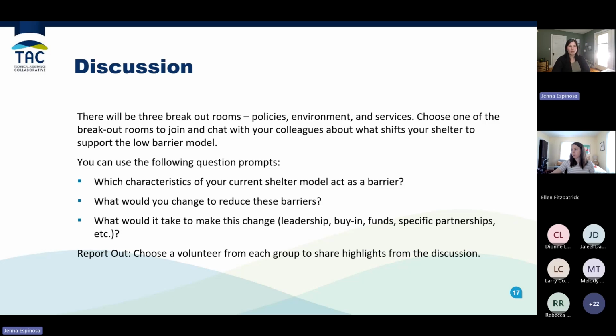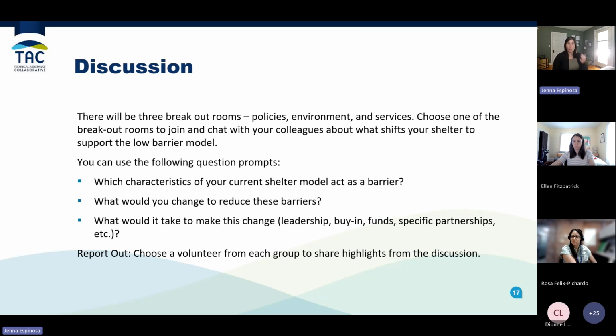But we're gonna have breakout rooms, one for policies, one for environment, and one for services. And we're gonna have you choose whichever room you want to be in. And what you're going to do is just talk through with each other, like if there are characteristics related to a policy, environmental aspect, or a service that currently act as a barrier in your system or in a specific shelter that you work in, what you would do to change or reduce that barrier. And then what would you need in order to make it happen?